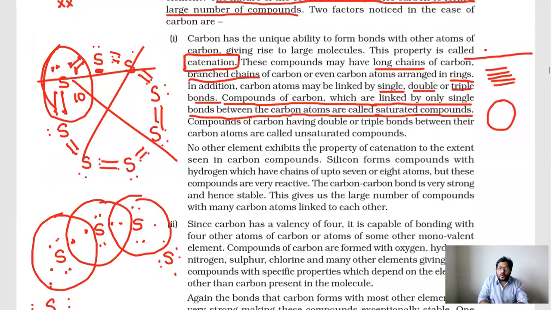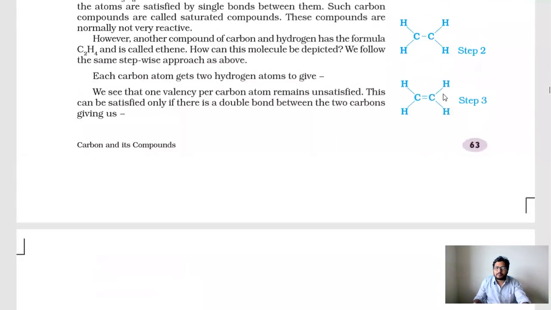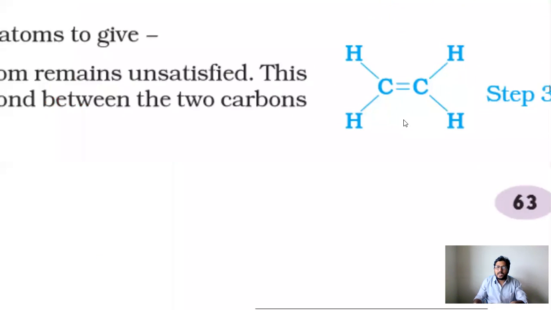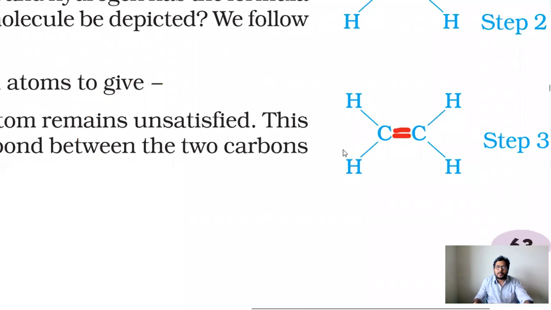And if they ask you what is meant by unsaturated, what do you have to say? Compounds of carbon having double or triple bonds between their carbon atoms are called unsaturated carbon compounds. So if you observe this diagram here, in between carbon, how many lines? Don't call it lines. From now, let us call it a bond. How many bonds are there? 1, 2. So it is a double bond, unsaturated.